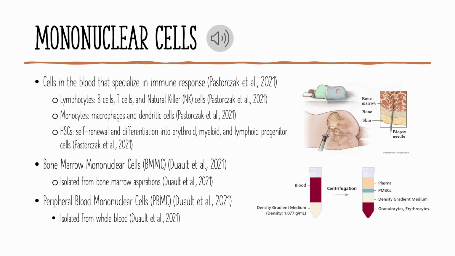Mononuclear cells. These are cells in the blood that specialize in immune response. You have lymphocytes, which include B cells, T cells, and natural killer cells. You have monocytes, which include macrophages and dendritic cells. And you have hematopoietic stem cells, which have the capability of self-renewal, and they differentiate into erythroid, myeloid, and lymphoid progenitor cells. The bone marrow mononuclear cells are isolated from bone marrow aspirations, and the peripheral blood mononuclear cells are isolated from whole blood.